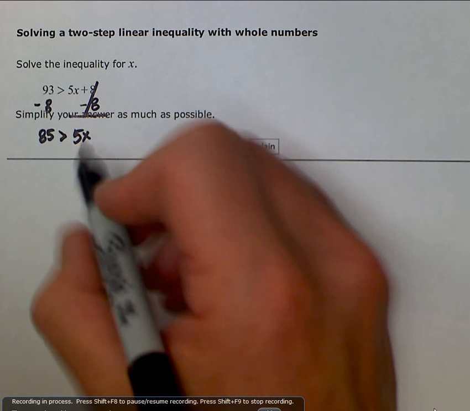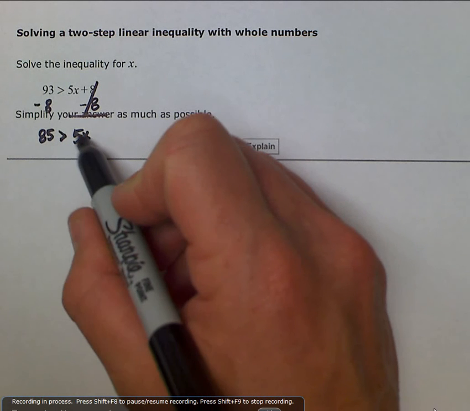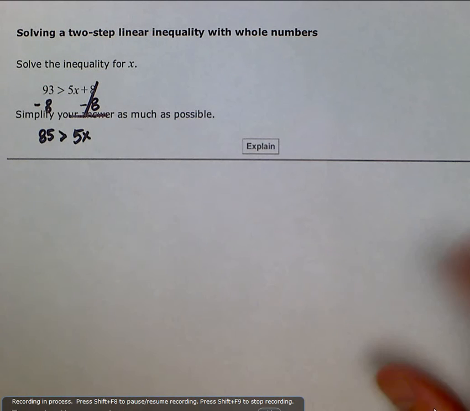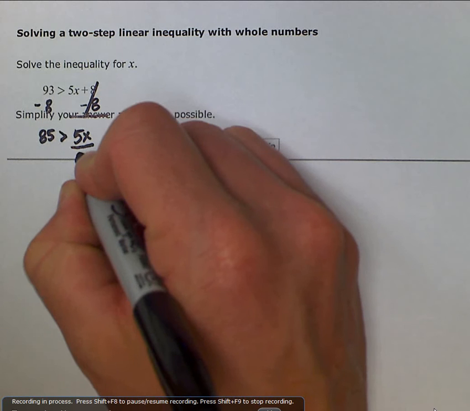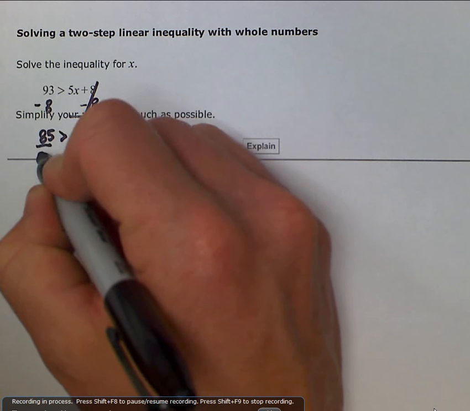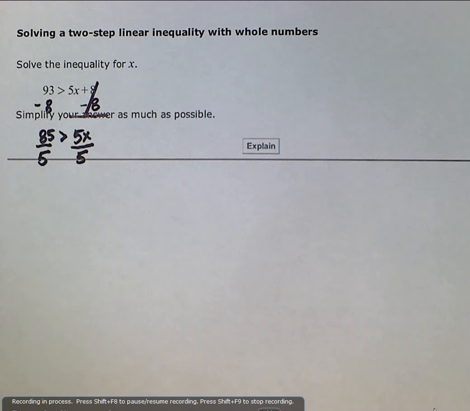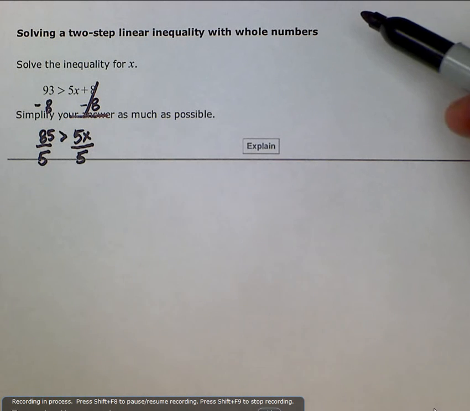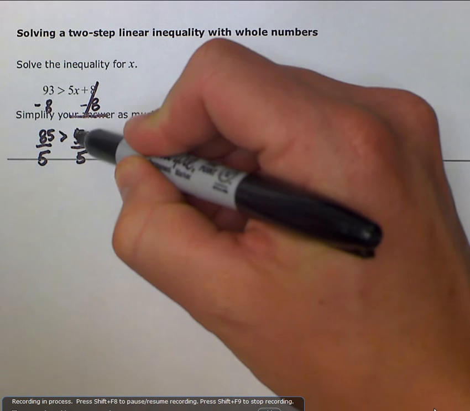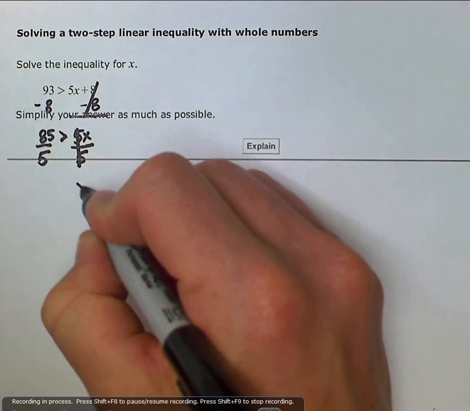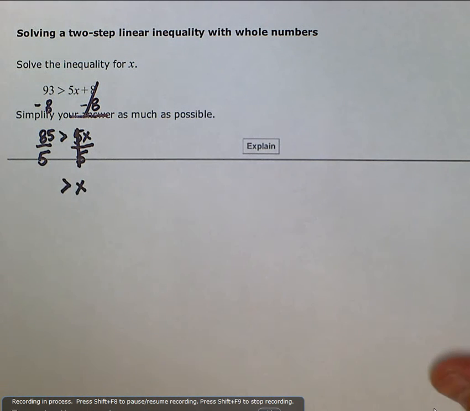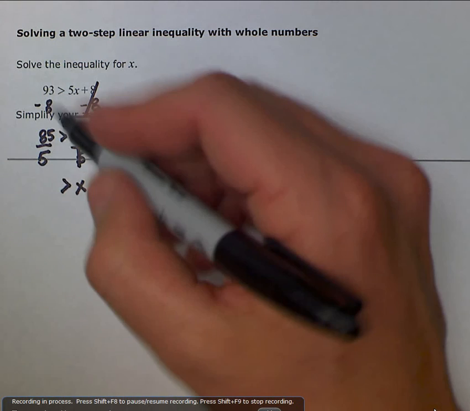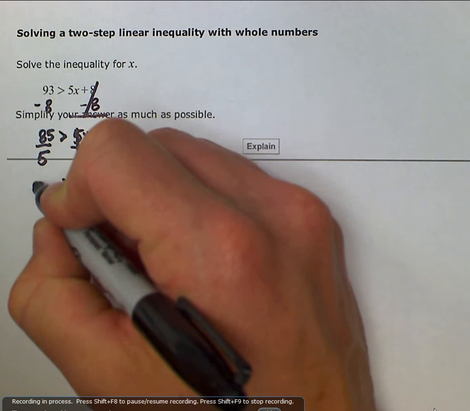So last thing, this says 85 is greater than 5x, or 5 times x. Well, the opposite operation of multiplying something would be to divide. So we would divide both sides by 5. And when we divide both sides by 5, notice we divided by a positive 5. So 5 divided by 5 is 1, and this cancels out, leaving me with x. We divided by a positive, so the sign stays the same. And 85 divided by 5 is going to be 17.